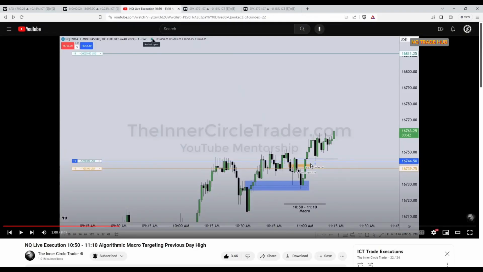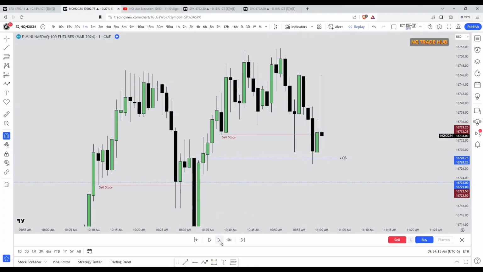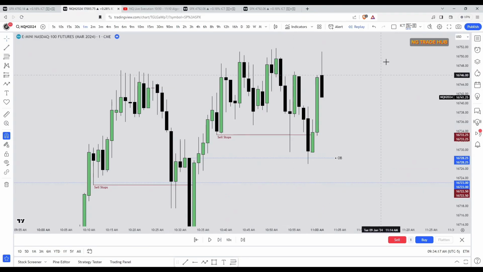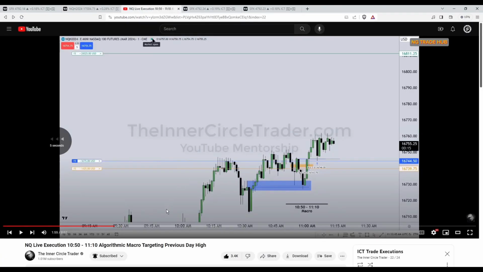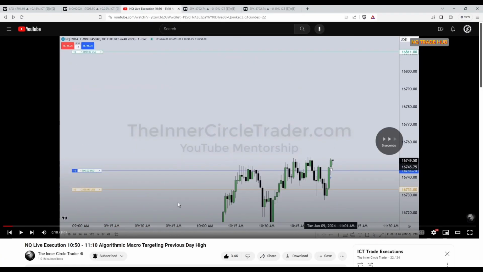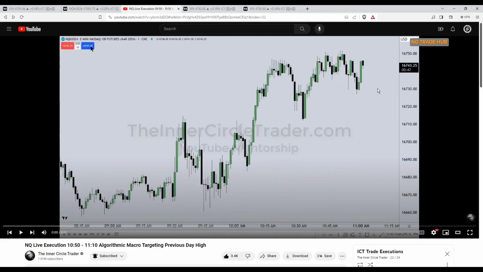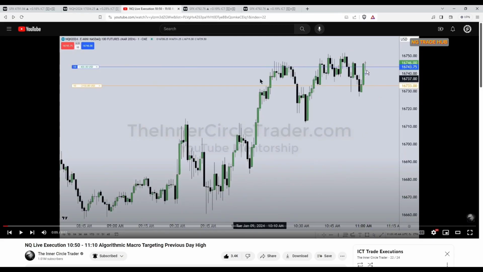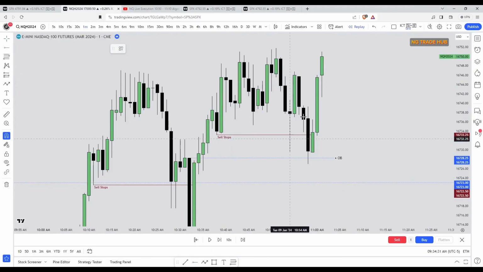So what exact time did ICT get in at? Well, he got in on, what was it, this candle? I think he got in on this candle. Let me skip back. Yeah, so he gets in as this candle's forming down at 16,743. So this is ICT's entry. 16,743.75 was it? Yeah. So this is what you guys should be doing to really understand what ICT is trading.